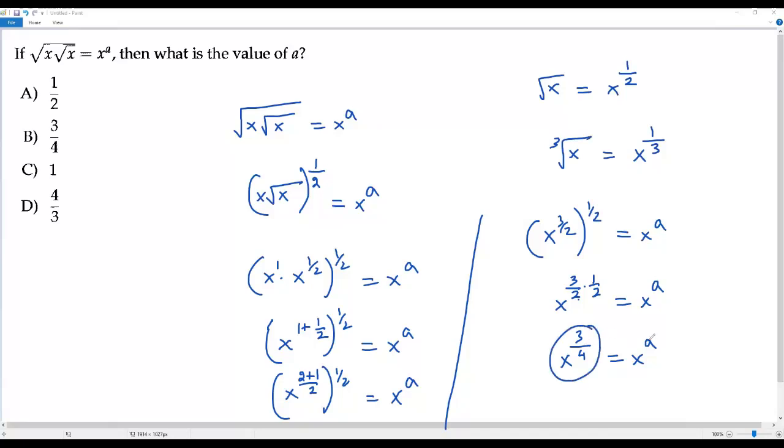Okay, here two terms are equal with the same base, x on the left side, x on the right side. Whenever two terms are equal with the same base, what we can do is we can equate the exponents. When I equate the exponents, I am getting 3/4 on the left side, on the right side we get a. Okay, I got the value of a, that is 3/4. We find this 3/4 in answer choice B. The correct answer choice for this question is B.